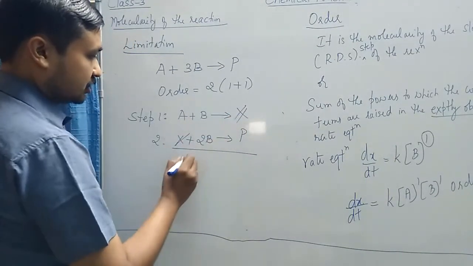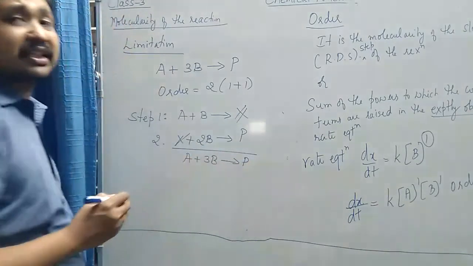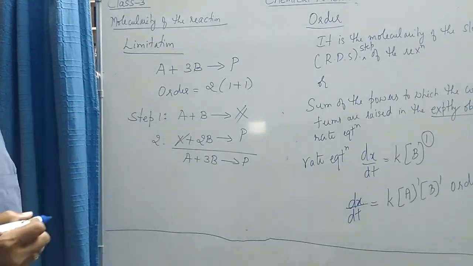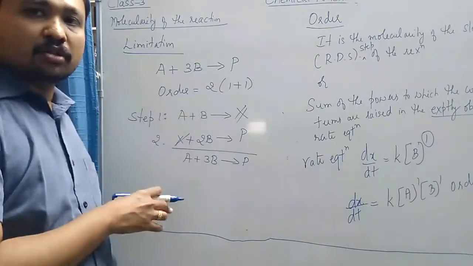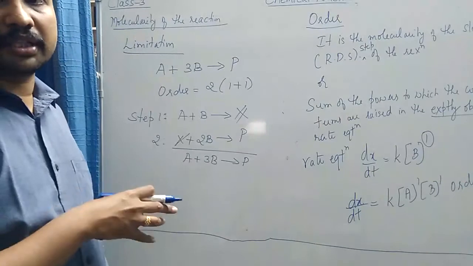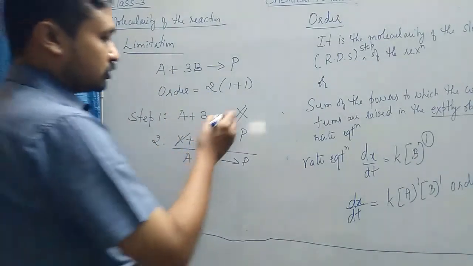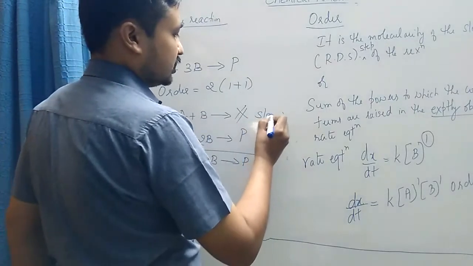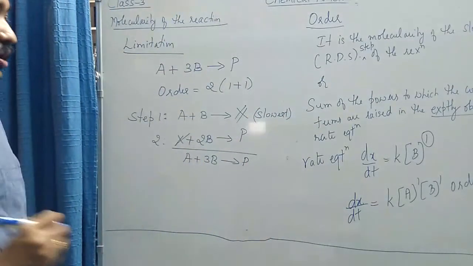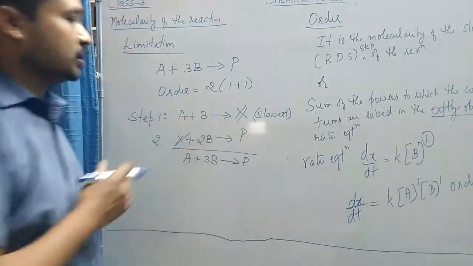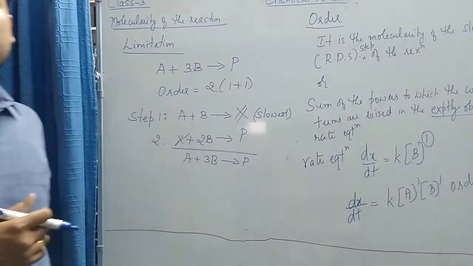X gets cancelled, you get A plus 3B giving product. So this is one possible mechanism. You can give 100 possible mechanisms, but this is one possible mechanism that I am giving, based on previous chemical knowledge about this reaction. Now out of these two, this should be the slowest step. This is faster and this is the slowest step. Since this is the slowest step, this is the rate determining step.